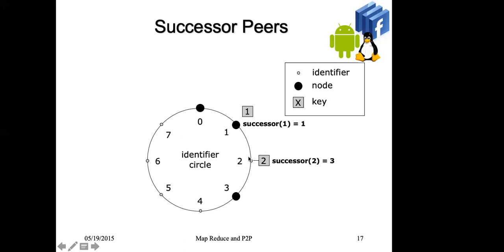And therefore, who is going to respond for that? I'm going to actually store the information in 3. Okay, so essentially you can see that anything that's actually 4, 5, 6, 7, and 0 will go to 0.